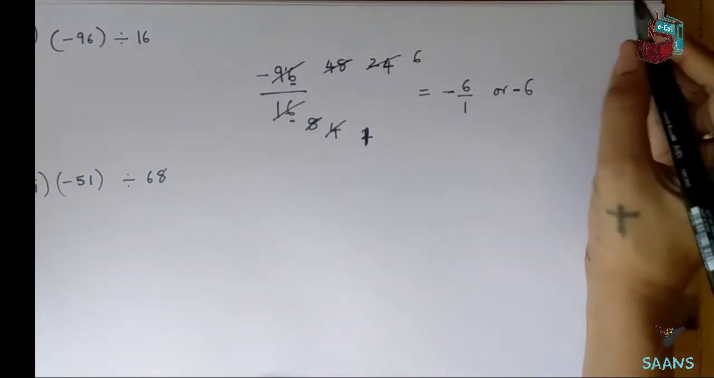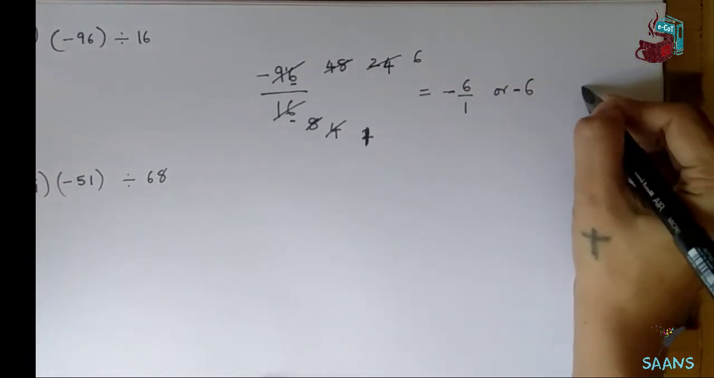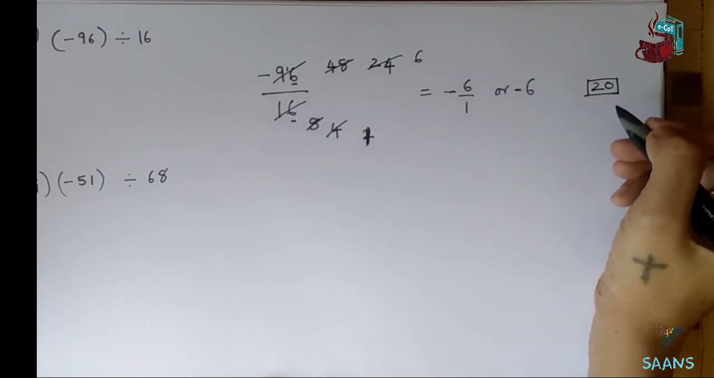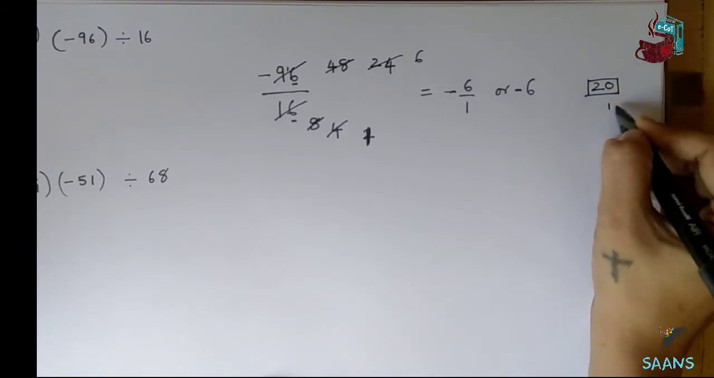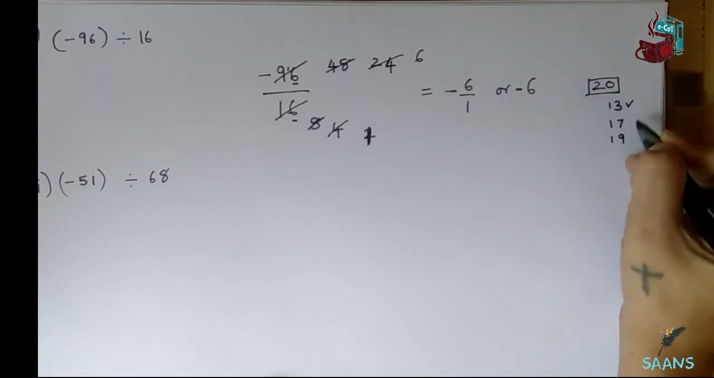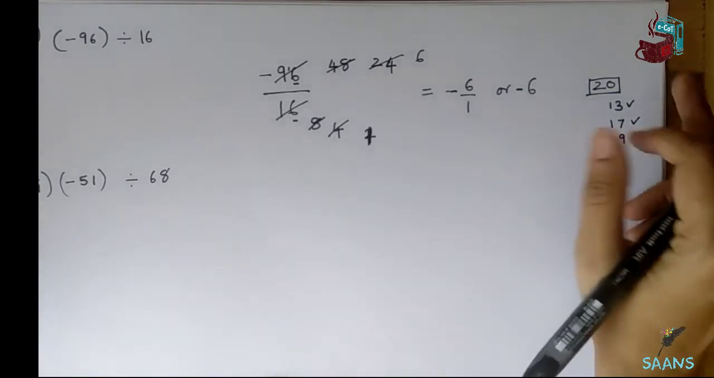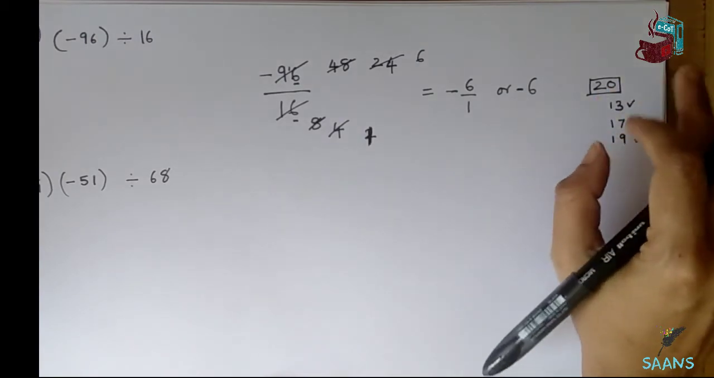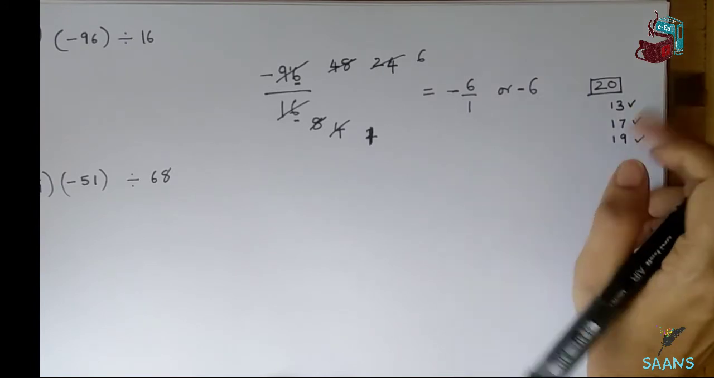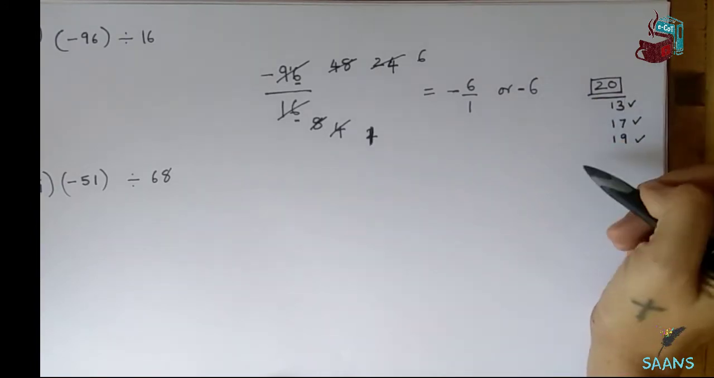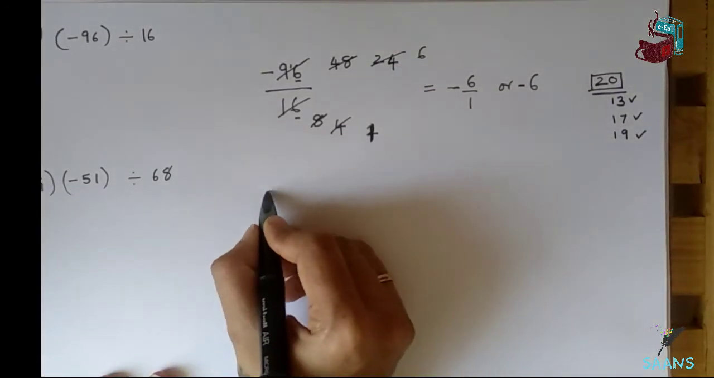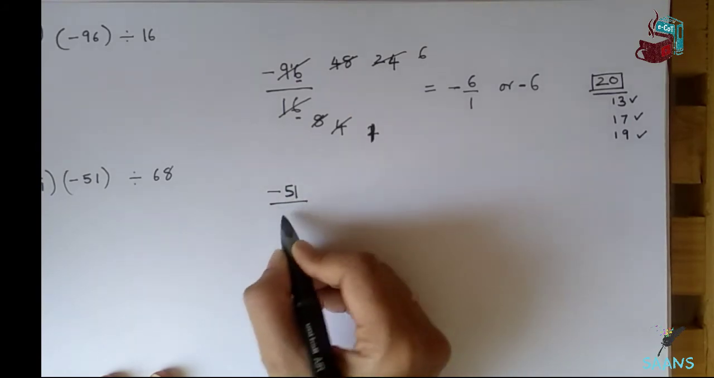So always remember, when you reach this class, you should know tables up to 20. If you know the 20 tables, it will be easier for you to do the sums. More than that, the 13 table, 17 table, 19 table, these 3 are a little tricky. These 3 are the ones that most likely your questions are asked from. So do these tables well, and most importantly, if you know tables till 20, everything will become very simple for you. So let's continue our sum. Minus 51 divided by 68.